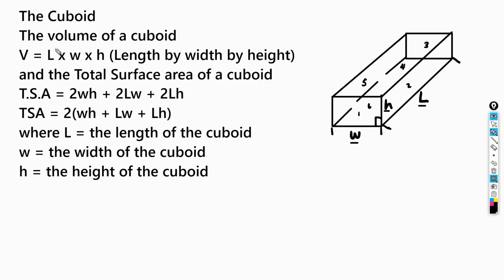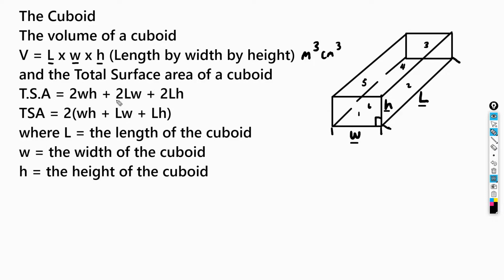So to find the volume of a cuboid, the volume is equal to the length multiplied by the width multiplied by the height. Cool. And of course the volume would be in meters cubed or centimeters cubed and so on.